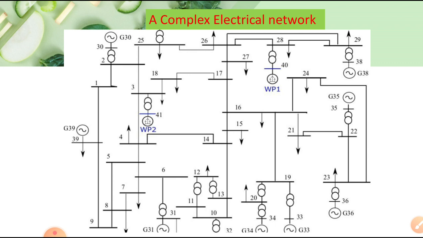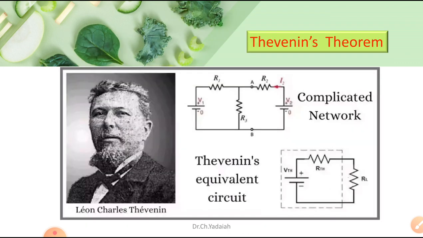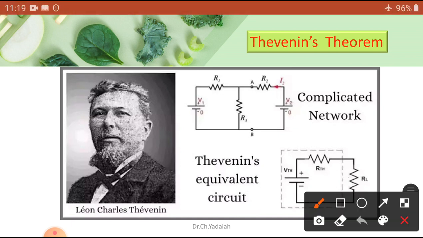Okay, so don't panic, don't get confused, we will see it in detail. Now, the total complex network is simplified by the grace of Leon Charles Thevenin. You can see this scientist, he saved us from facing so many problems. Simply, he gave us an idea, which is known as Thevenin's theorem. What he has given, you can see here.